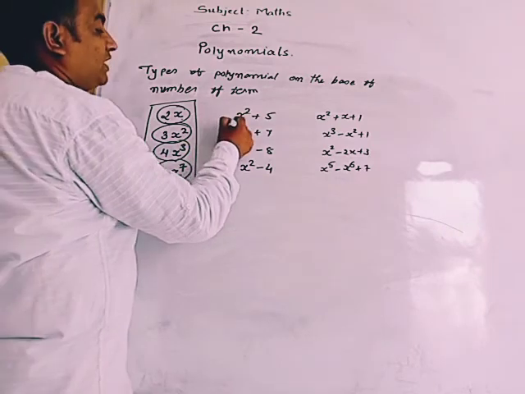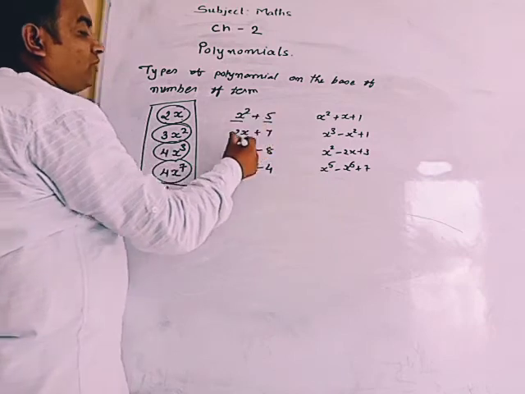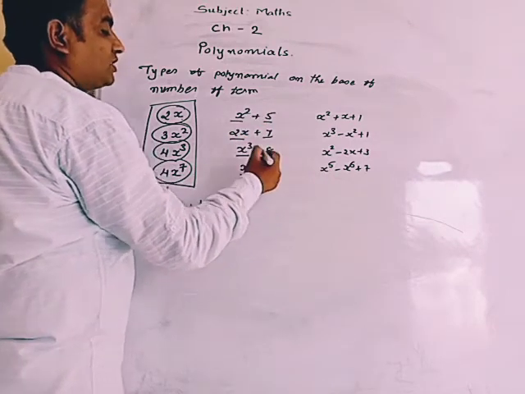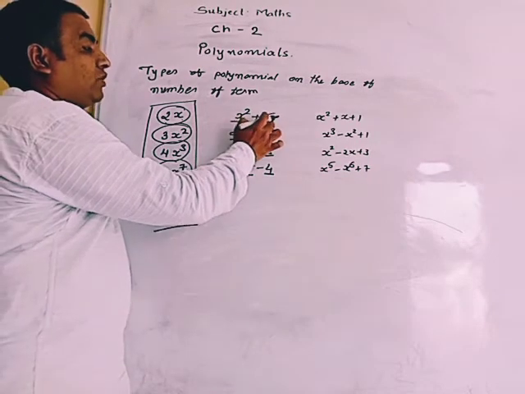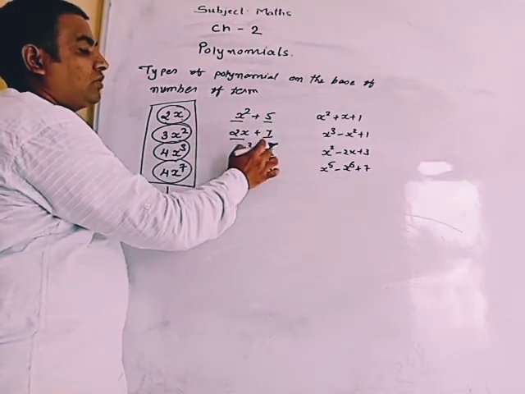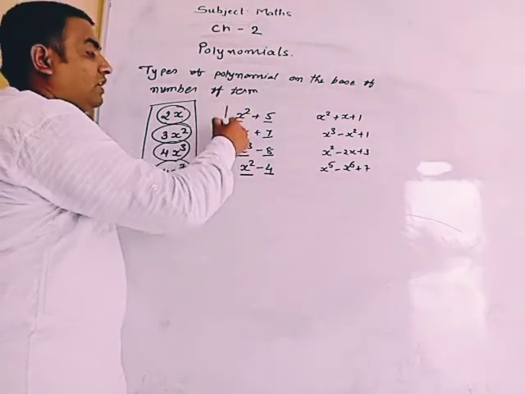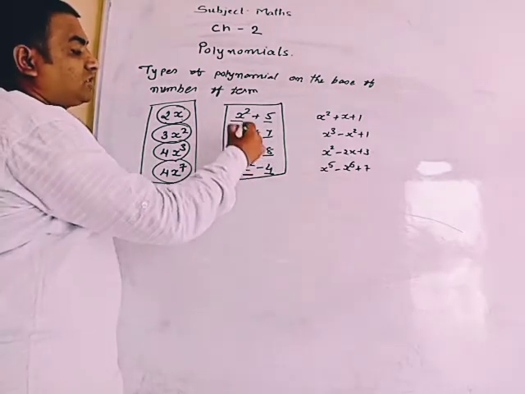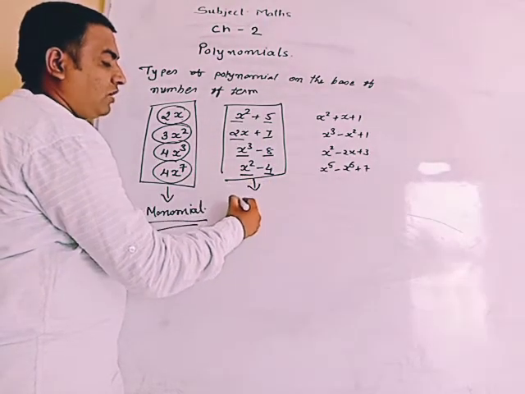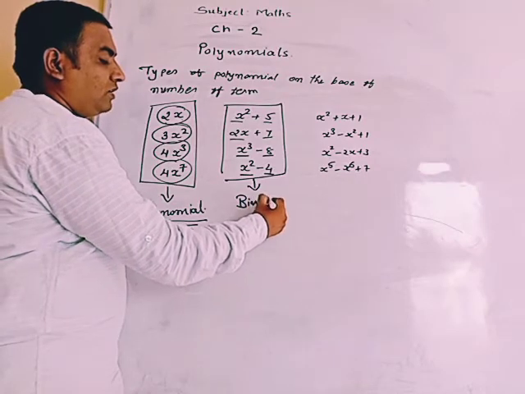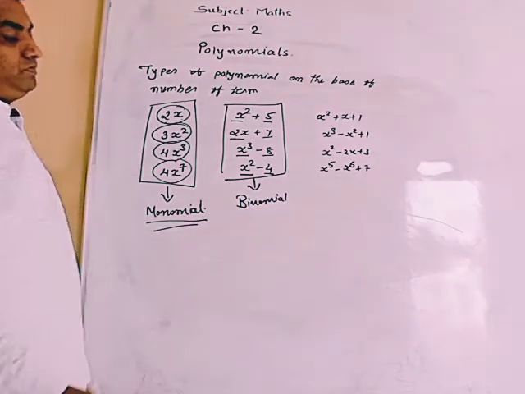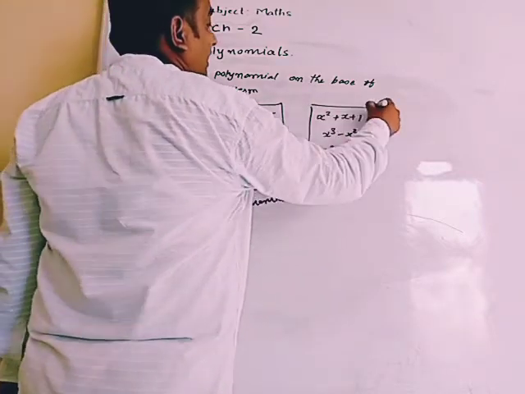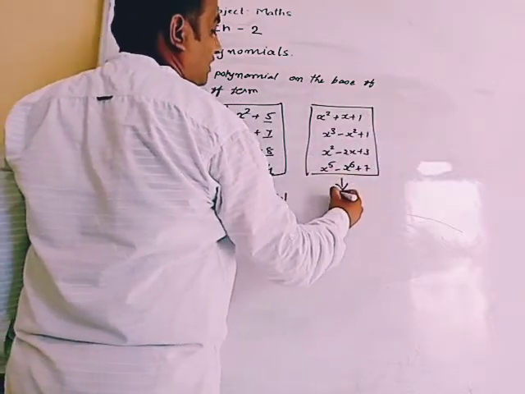Now here you can see x square plus 5, 2x plus 7, x cube minus 8, x square minus 4. So here there are 2 terms in each. So here all the algebraic expressions contain 2 terms. So such algebraic expressions are known as binomial. While here we can see that they are containing 3 terms, so they are known as trinomial.